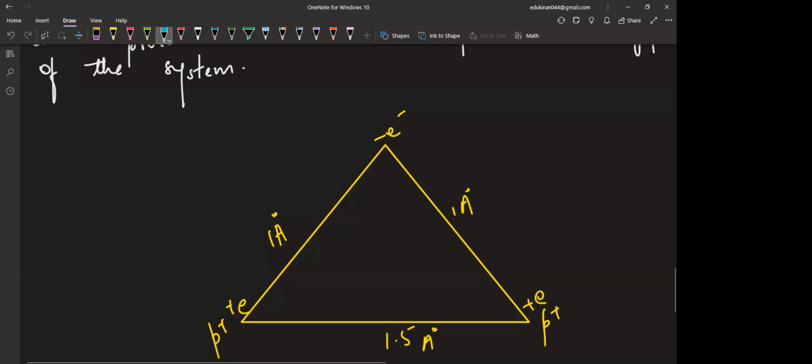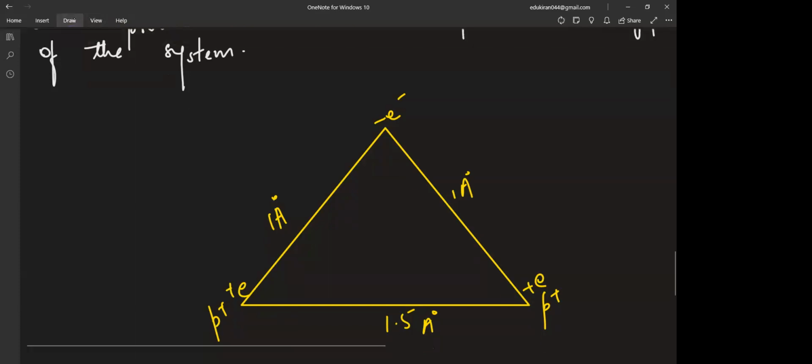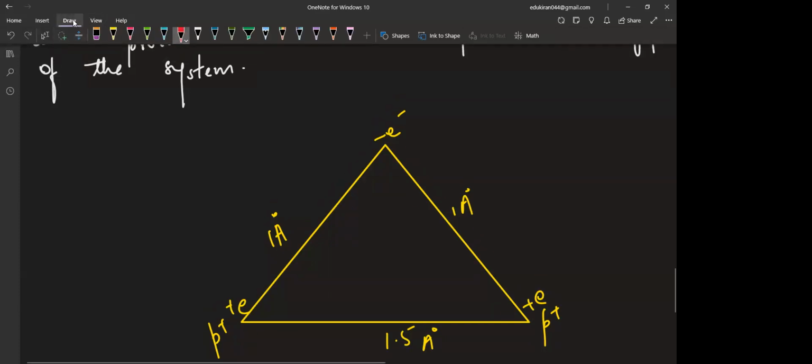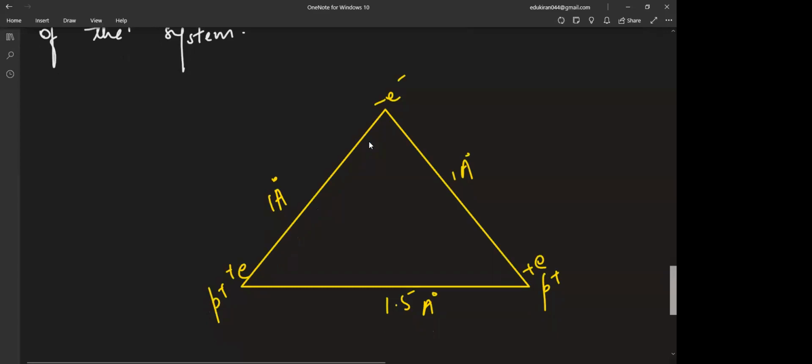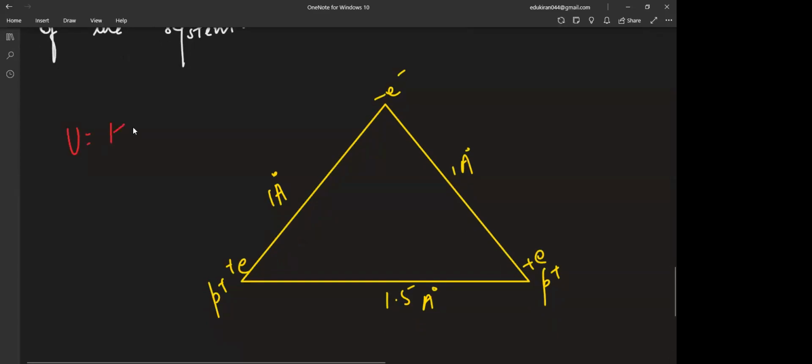Basically, the diagram was there in this question. Otherwise, this question is not difficult. You just have to write down the formula. What is potential energy? This is K Q1 Q2 divided by R. So K Q1 Q2 divided by R will be the formula of potential energy. When you are calculating for the entire system, one charge is this, one charge is this, so the separation will be 1 angstrom. Then their separation will be 1 angstrom. Then for these two charges, the separation will be 1.5 angstrom.